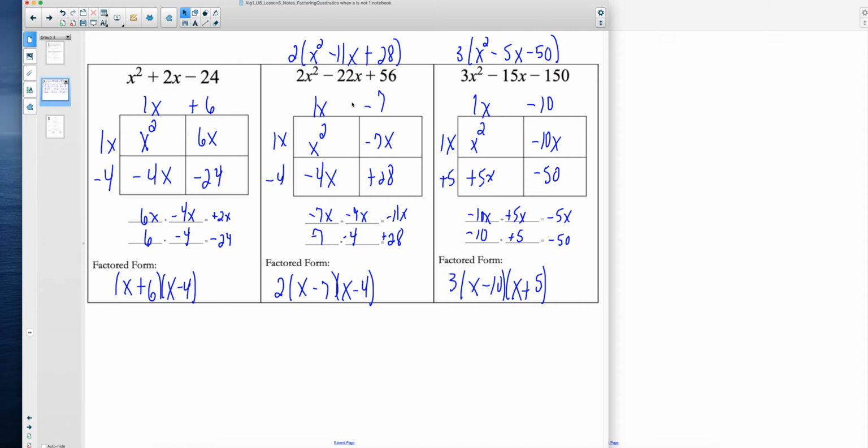Now, we look at our second and third problems. Both of these have a GCF. In our middle example here, we have a 2. So once I take out that 2, I'm left with x squared minus 11x plus 28. So once again, our A term is in the upper left. Our C term is in the lower right. A times C would be positive 28. Our B term here is negative 11. So negative 7 times negative 4 is a positive 28. Negative 7x and negative 4x is negative 11x.